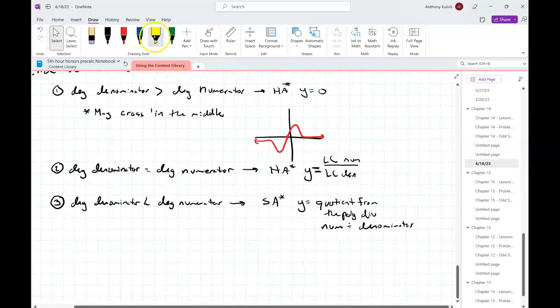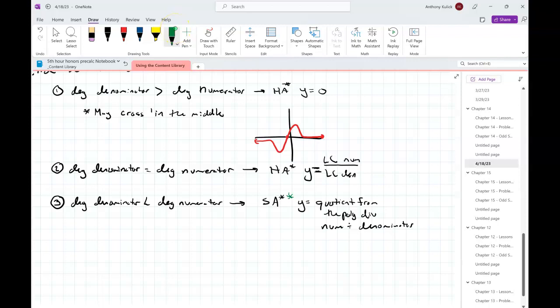And we're going to call these slant asymptotes. But they could have any polynomial shape. It doesn't necessarily have to be linear. It could be a quadratic asymptote. It could be like a cubic asymptote. I'm just going to call it a slant asymptote because I need to give it a name. But it could just be a polynomial shape.